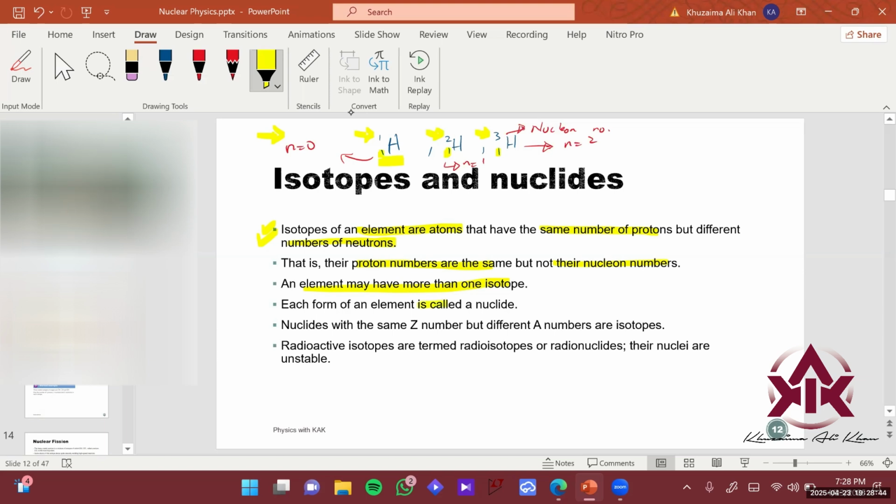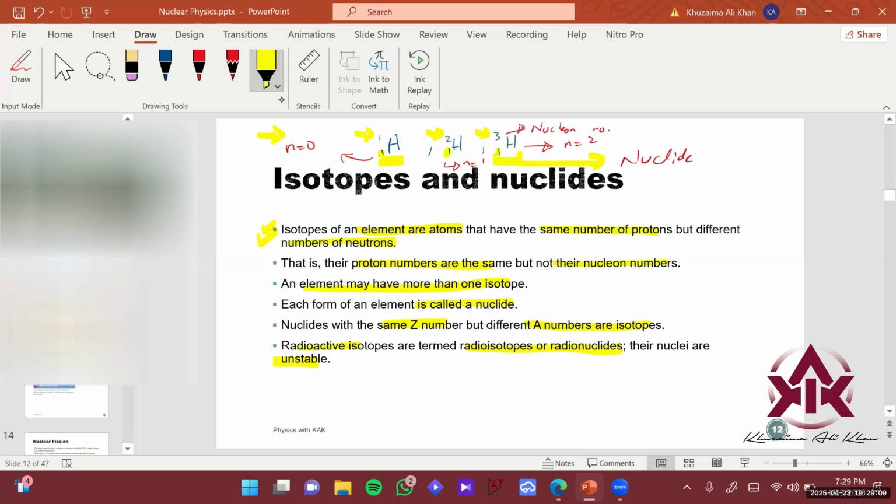Each element forms a nuclide, right? This combined thing is called a nuclide here. It contains neutrons, protons, electrons combined together. Nuclides with the same number Z but different number A are isotopes. Radioactive isotopes are termed radioisotopes or radionuclides here, because their nuclei are unstable, right?